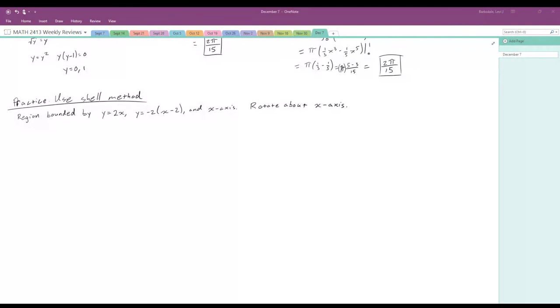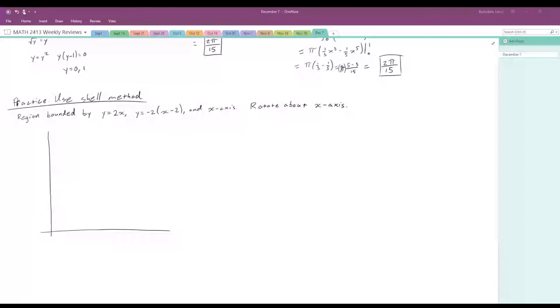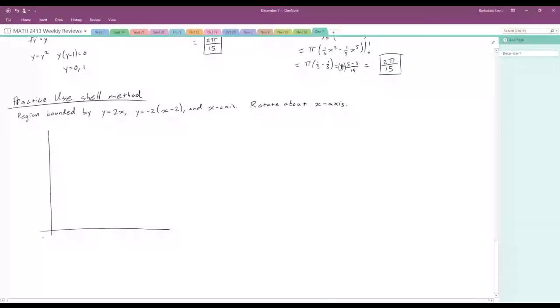All right, let's go ahead and go over this one. So first off, we're going to want to set up a picture, of course. Yep, we're going to want to draw a correct picture. I'm going to draw it nice and large this time. So first off, we've got our curve y equals 2x, which looks kind of like this.